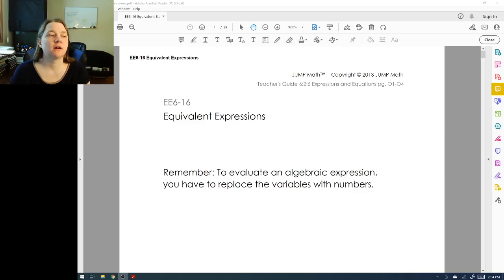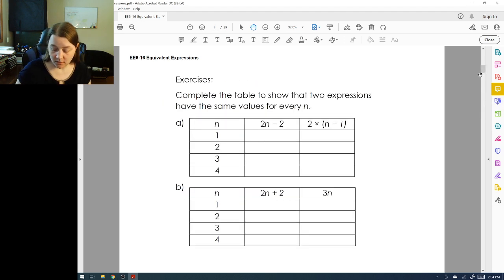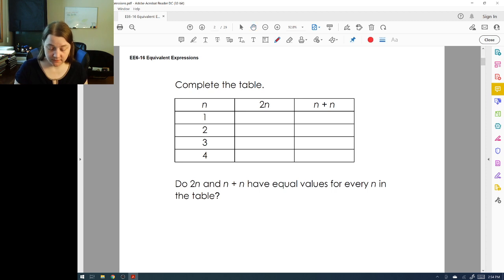This video is going to talk about equivalent expressions. Remember that to evaluate an algebraic expression, you have to replace the variables with numbers. So, if we have this table here, we're going to complete this table.